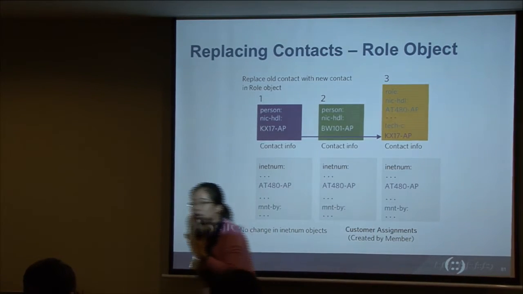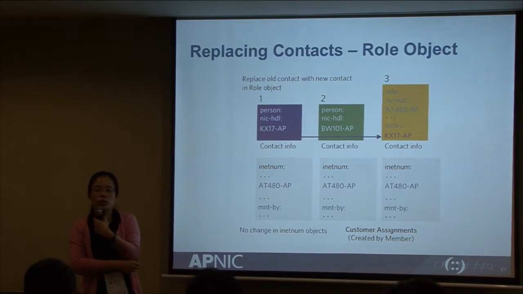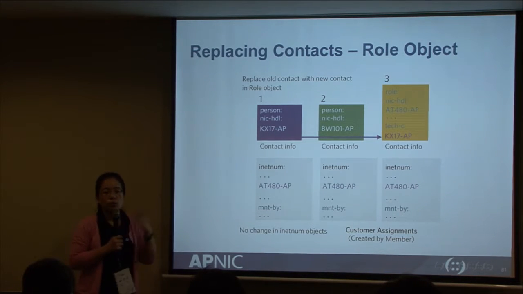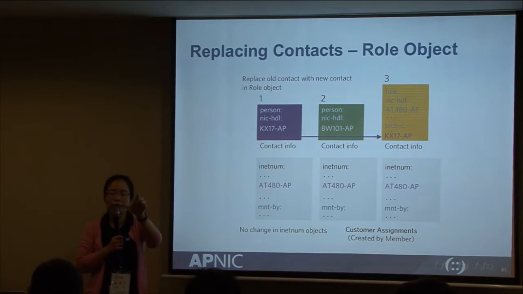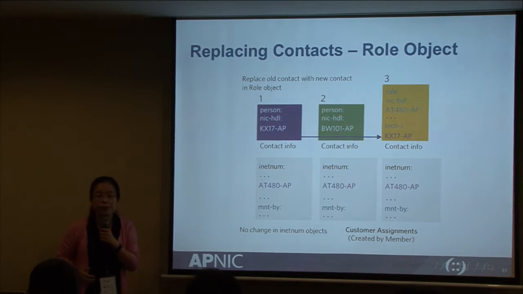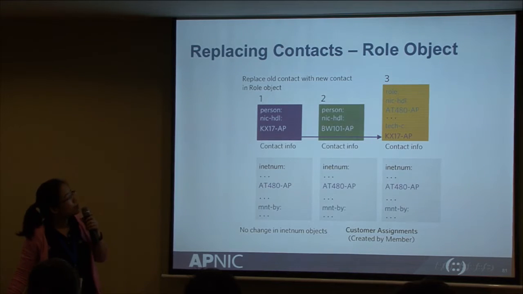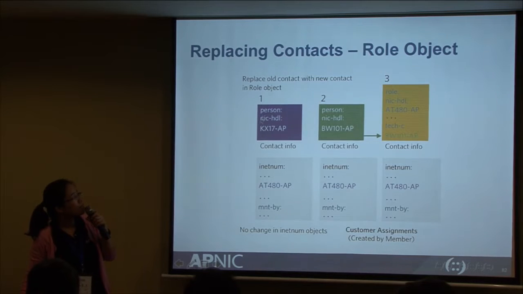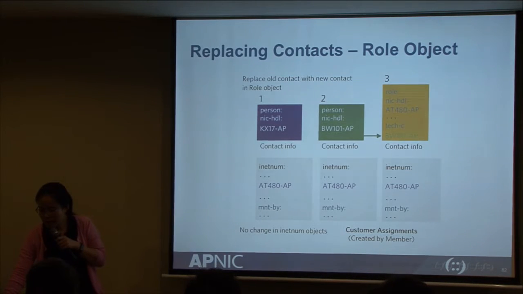Am I clear here? So I think nowadays, if you come to APNIC to apply for resources and create the new objects, normally we are using role objects. Under this role, several persons' nick handles sit underneath, and that will be easier for us. Okay, so here is the comparison. When this person, KX17, has left, we need to replace it, and we only need to change it in the role objects. So here, it makes the change easier.